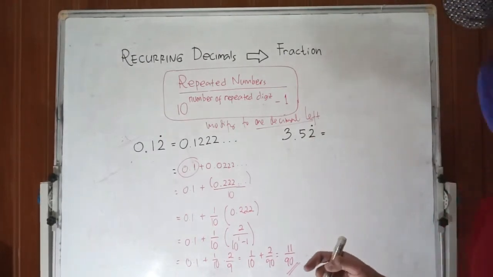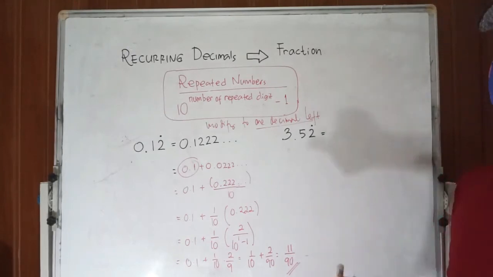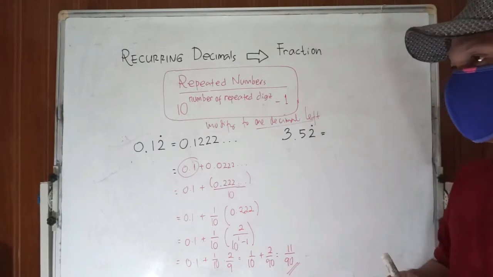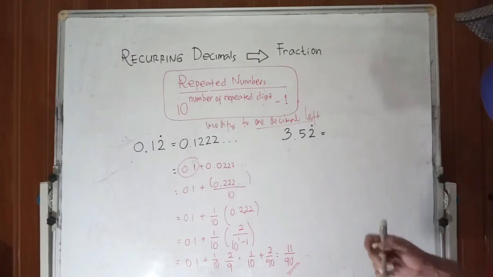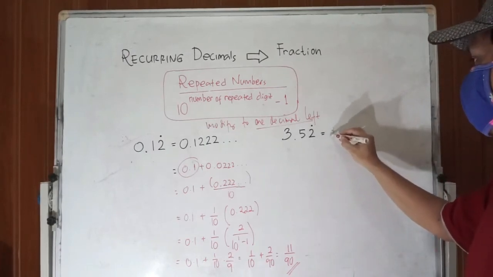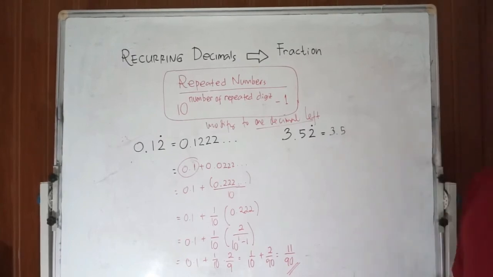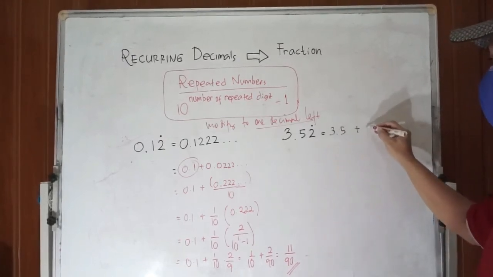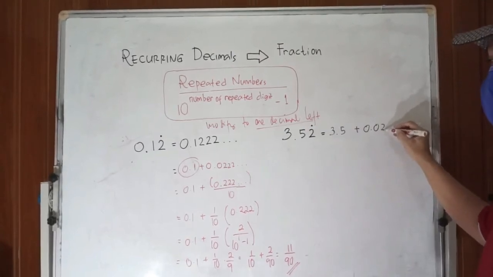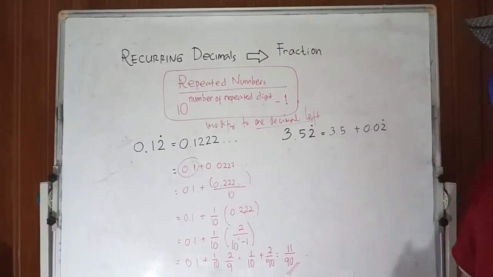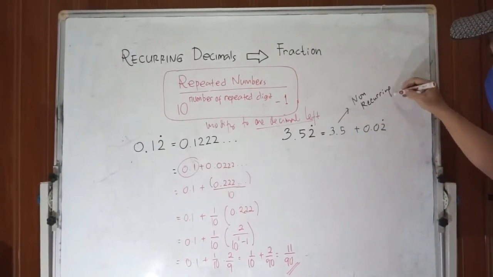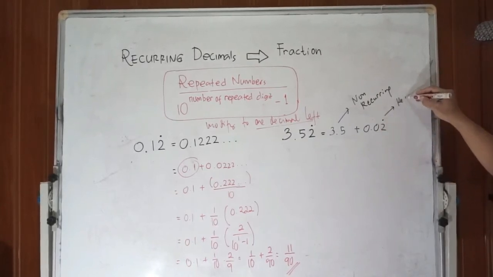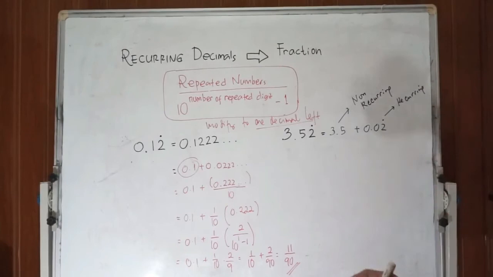You have to separate non-recurring decimals and recurring decimals. Once again, please separate non-recurring decimals and recurring decimals. Non-recurring decimals mean 3.5. And the recurring decimals is 0.02. Right? This one is non-recurring, but this one is recurring. Okay, so non-recurring and recurring decimals are separated.